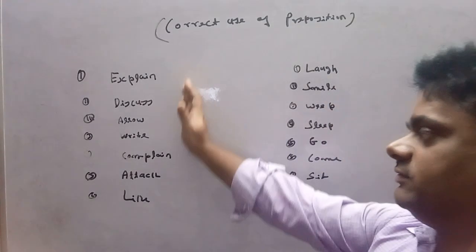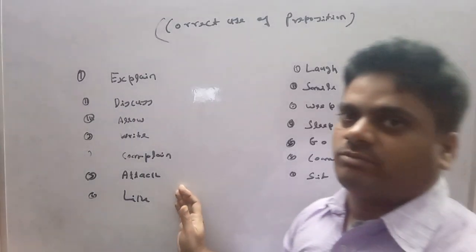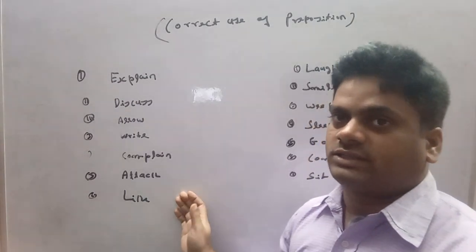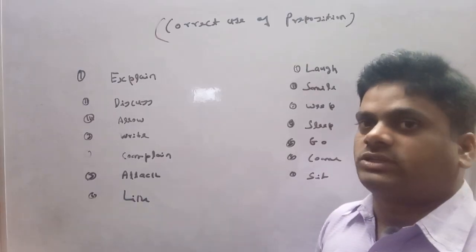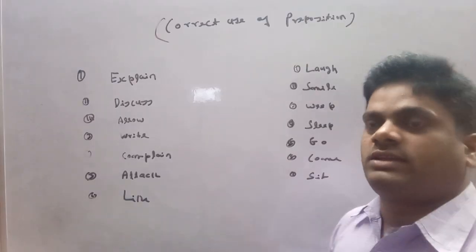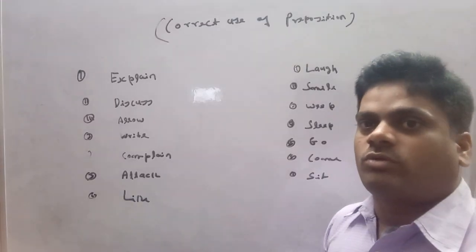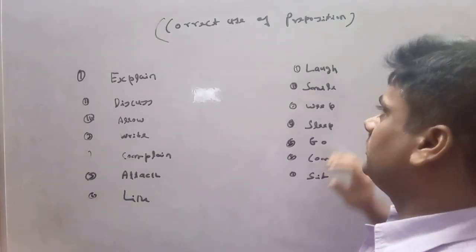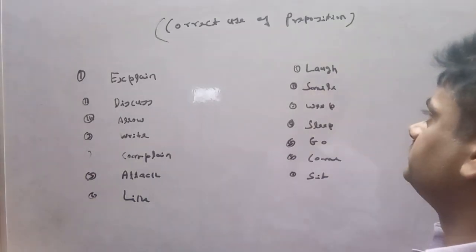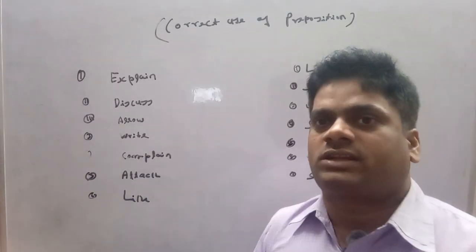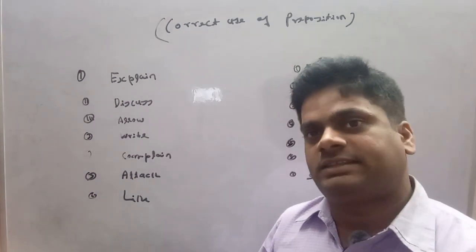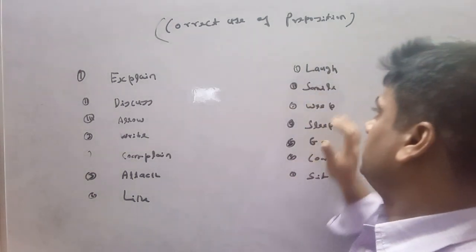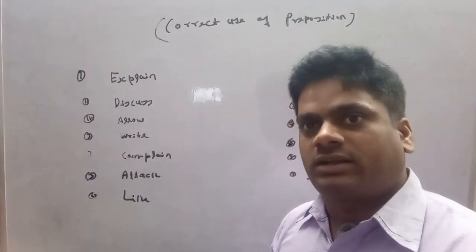So these verbs do not require any type of preposition in a sentence, but these verbs would require a preposition just in order to associate it with a noun or a pronoun in a sentence. If I say laugh, laugh is an intransitive verb, and if I say I laugh, the sentence is complete. Smile, smile is also an intransitive verb.